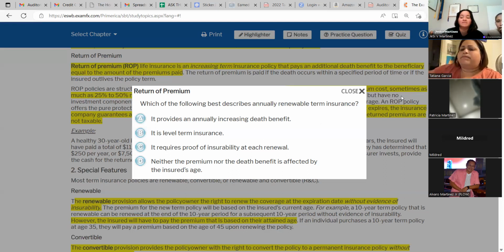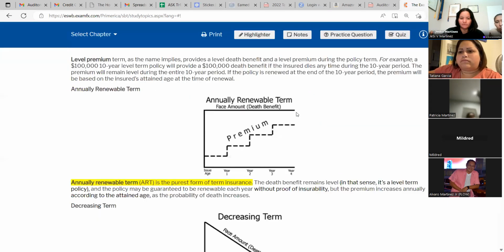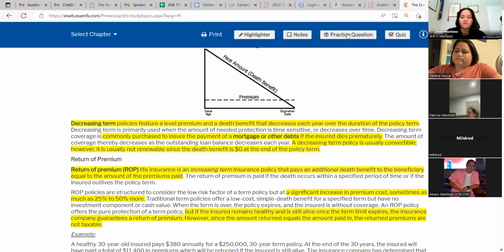So it's not D. I actually think it's B. It is a type of level term insurance, and I'm going to go back up to that graph to show you. Okay, so an annual renewable term is a form of level term insurance. Remember these options over here? Annual renewable term: your death benefit is always the same. It's the purest form of term insurance. Death benefit remains level. The policy may guarantee to be renewable each year without proof of insurability, but the premium increases based on your attained age, since the probability of death increases. So you're a year older, most likely closer to dying, so your premium goes higher. Okay? So that was a good one to go back to.